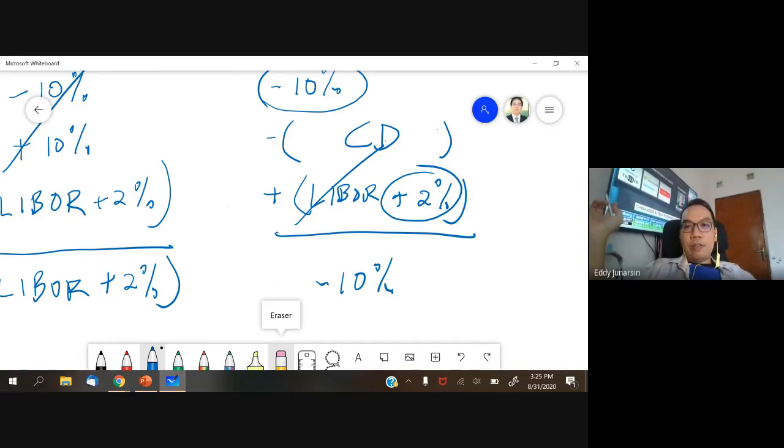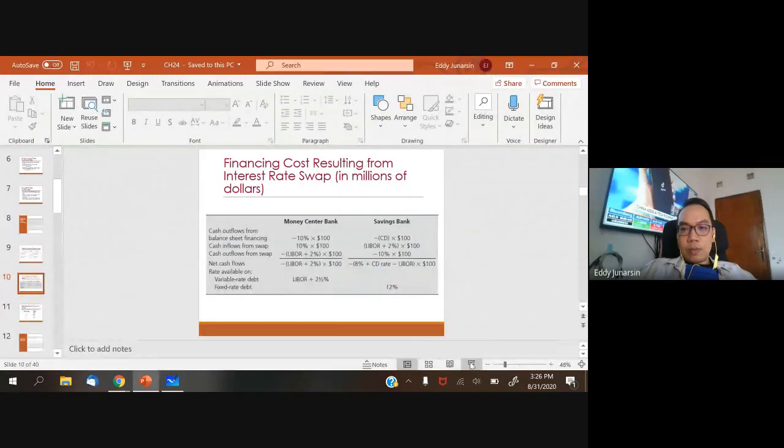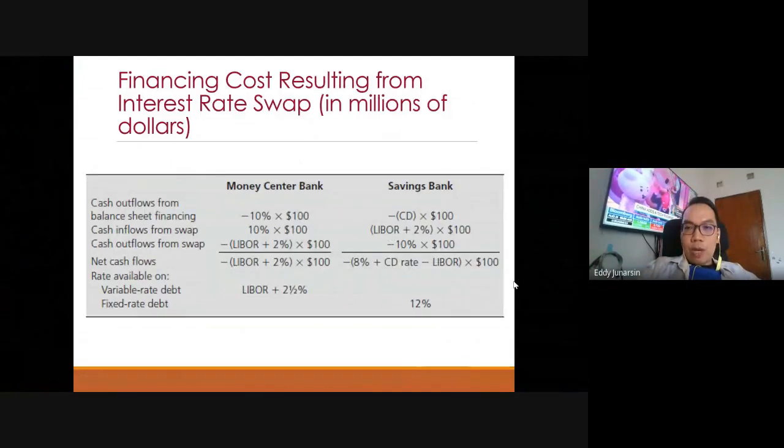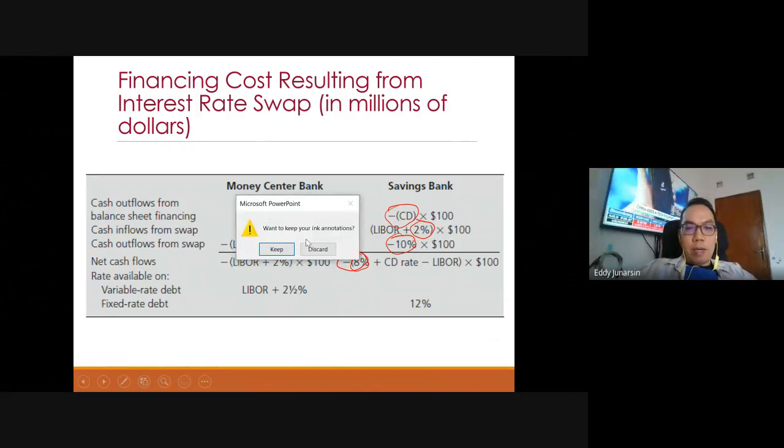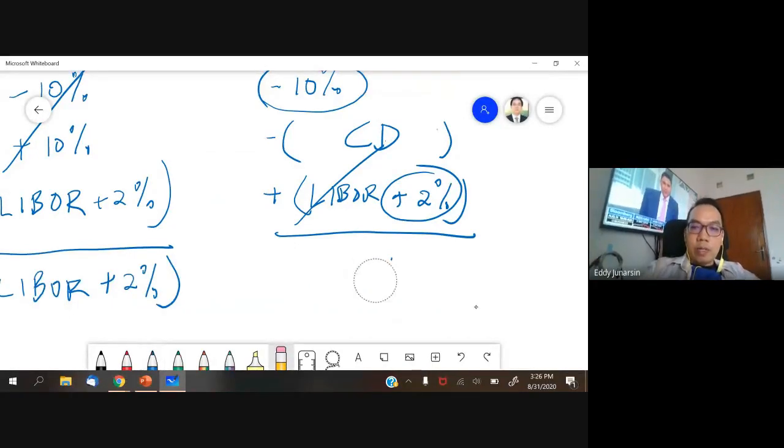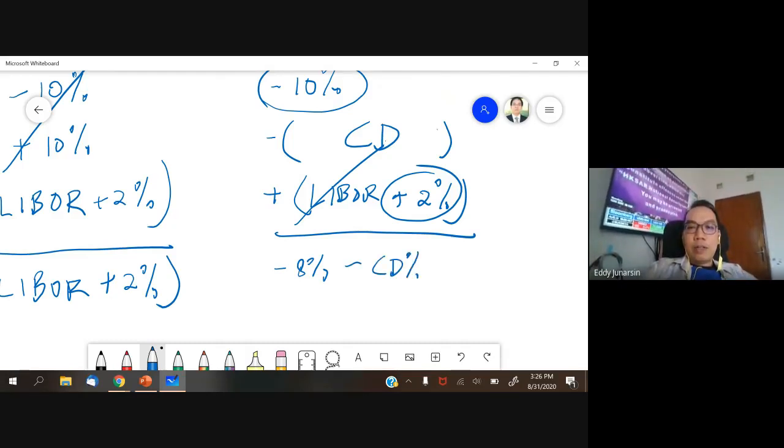And then we have the LIBOR, and we have the minus CD. So let's look here. We end up having minus 10 and plus 2, so that makes minus 8%. Then we have the minus CD rate, and we have the positive LIBOR, plus LIBOR.